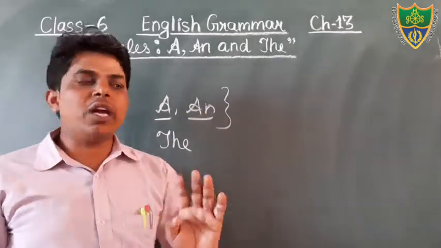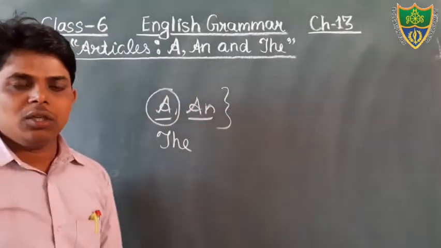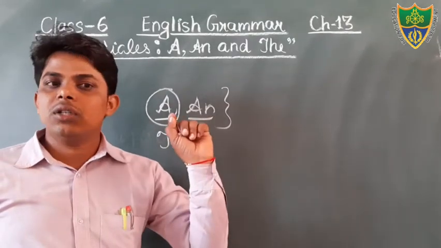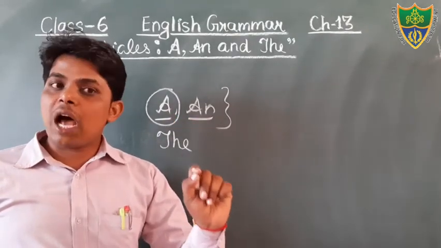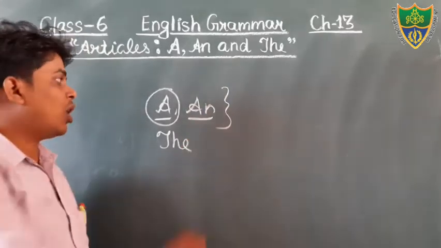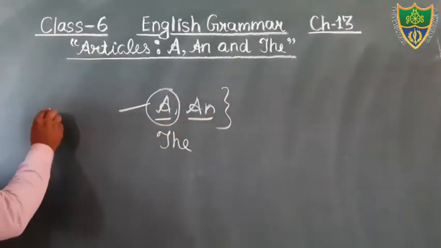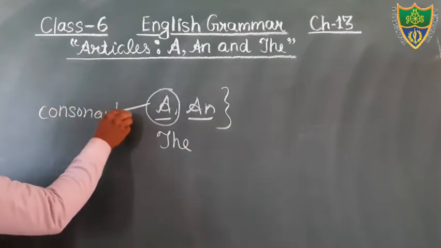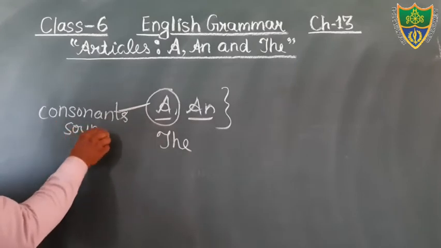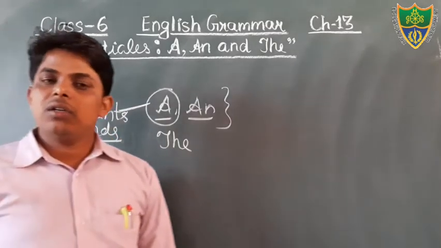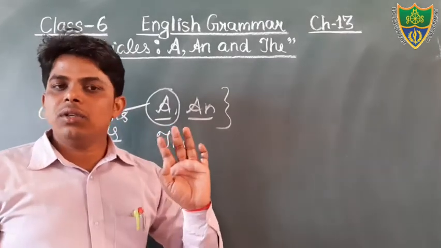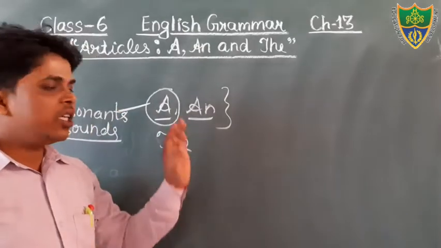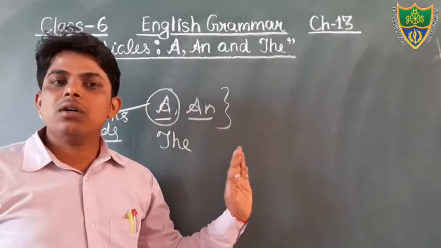Dear students, I told you when we use the article a. We use article a with nouns beginning with a consonant sound. Consonant sound. Dear students, I am talking about sound. You all know that there are 5 vowels in English: a, e, i, o, u. And the rest of the letters in English are consonants.